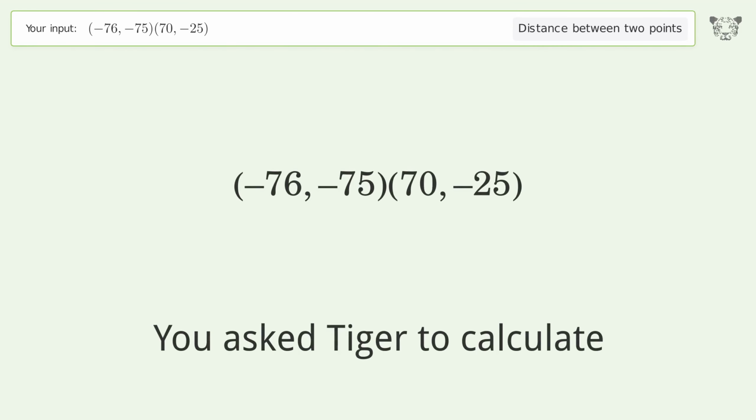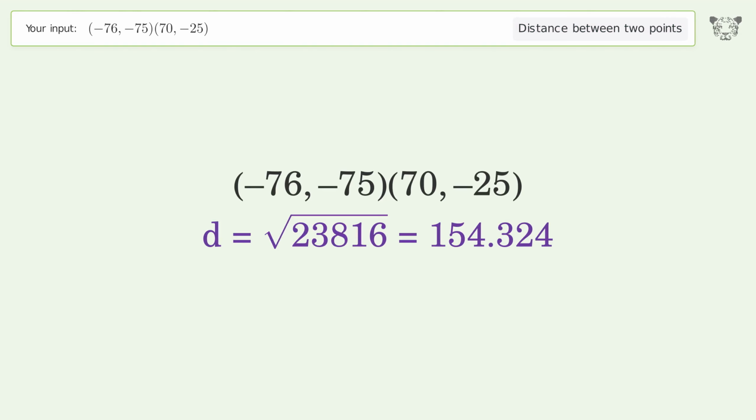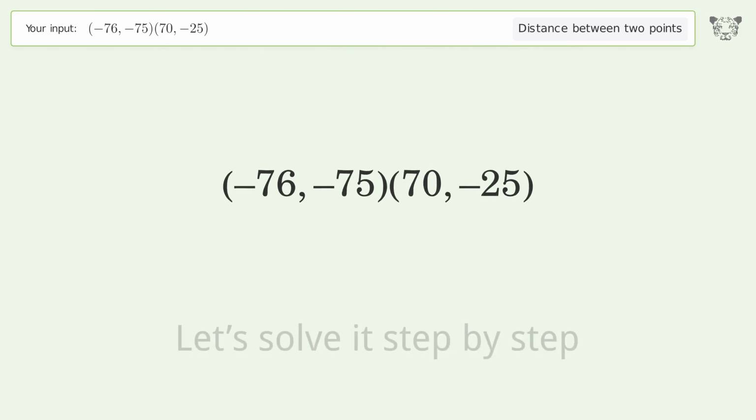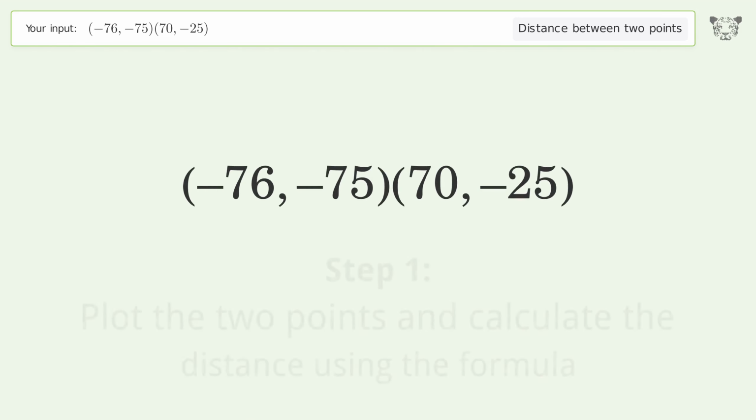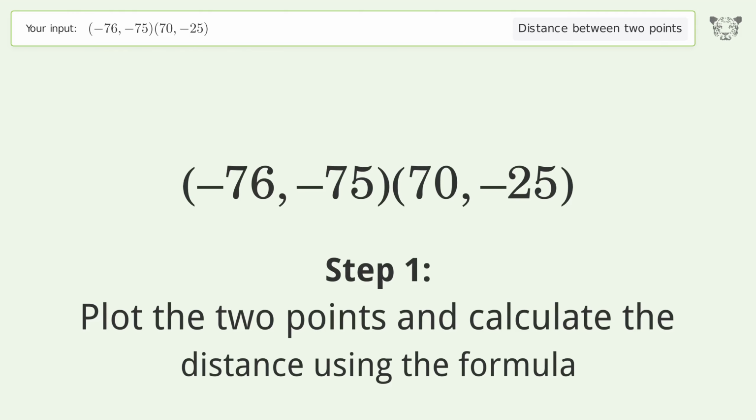You ask Tiger to calculate. This deals with the distance between 2 points. The distance between the 2 points is the square root of 23,816 or 154.324. Let's solve it step by step. Plot the 2 points and calculate the distance using the formula.